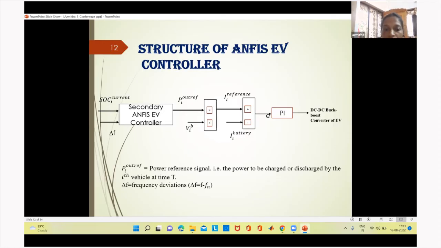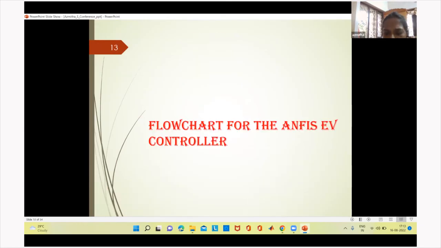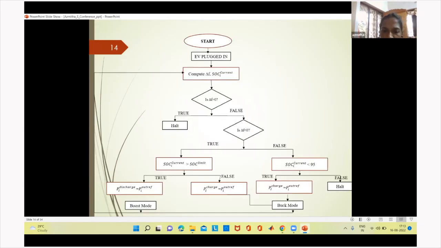DELF is nothing but frequency deviation. Then we get a power reference signal, which is nothing but the power to be charged or discharged to the ith vehicle at that time. The obtained error signal is given to a PI controller, from which it goes to the DC-DC buck-boost converter.